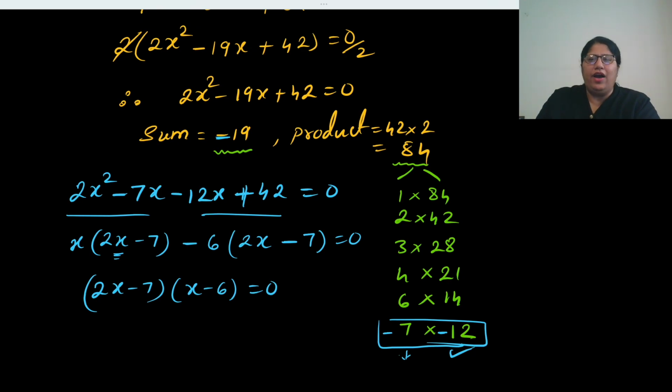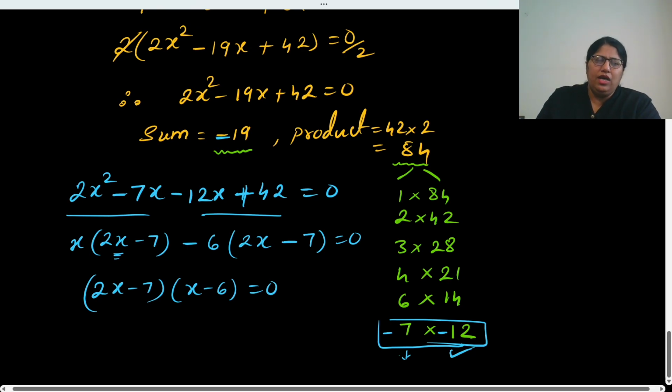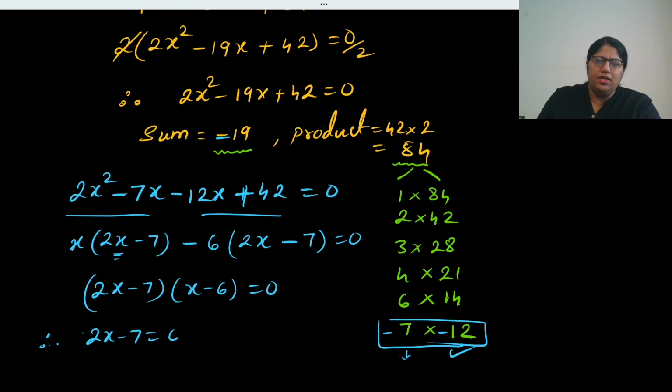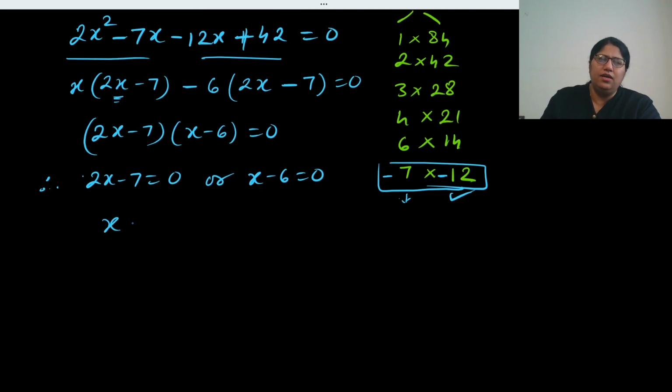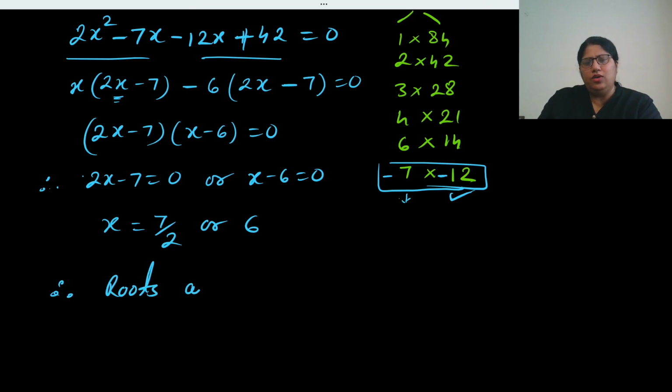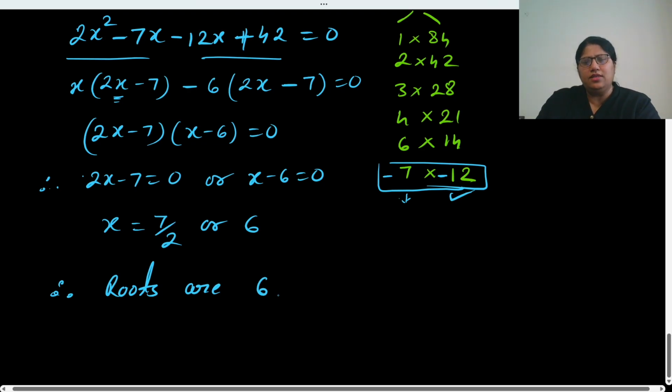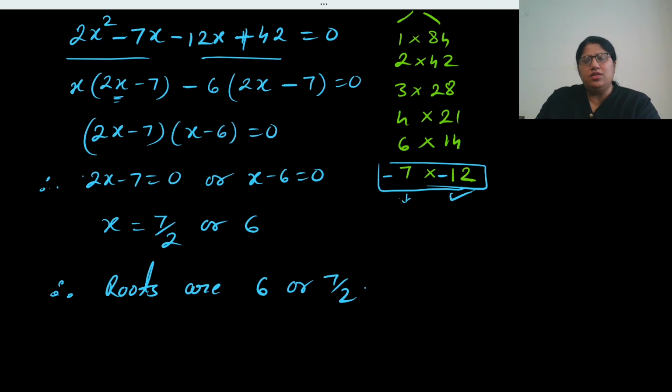If you see, this is the factorized form and you equate, therefore 2x minus 7 is 0 or x minus 6 is 0, because the product must be 0. So what are going to be the zeros or roots here? 7 by 2 or 6, right? So these are the two solutions. So therefore you can conclude your answer: roots are 6 or 7 by 2. This is your final answer.